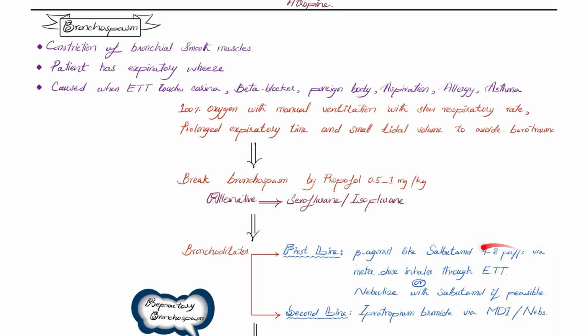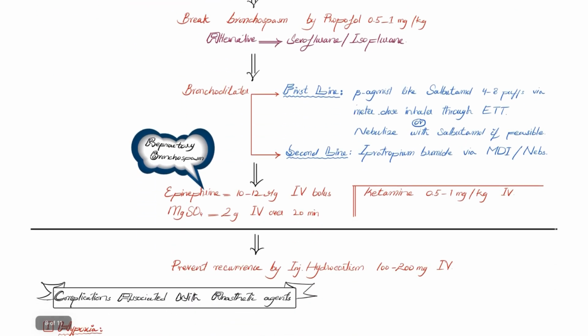4 to 8 puffs are given by metered dose inhaler through the endotracheal tube, or if it is feasible, then you nebulize the patient with salbutamol. If the first line doesn't work, then you jump to second line, which is a short-acting muscarinic antagonist like ipratropium bromide. It is also given either by metered dose inhaler through the endotracheal tube, or you can nebulize the patient with ipratropium bromide if the time is favorable.